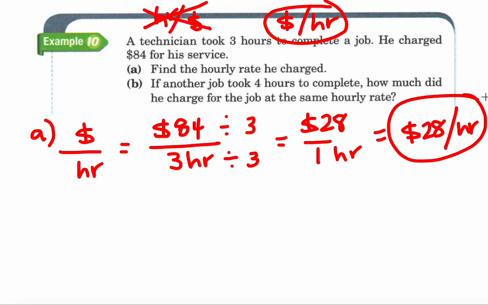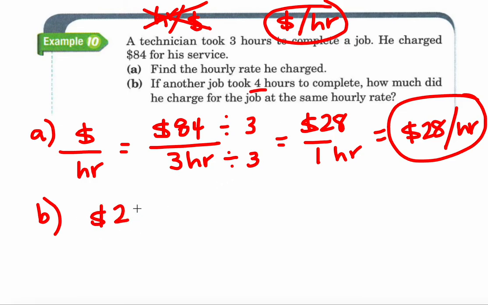So if they work 1 hour, you pay $28. If they work 2 hours, you pay them $56, and so on. It's easy for you to calculate how much they're charging. Okay, part B. If another job took 4 hours to complete now, how much did he charge for the job at the same hourly rate? So still charging $28 per hour, but now it's taking them 4 hours to complete.